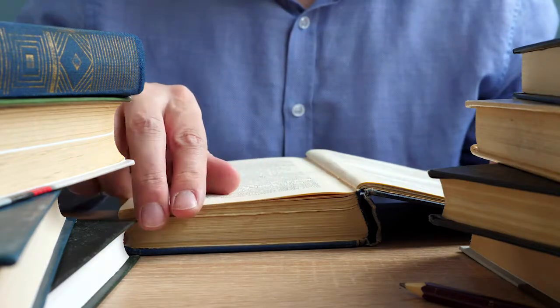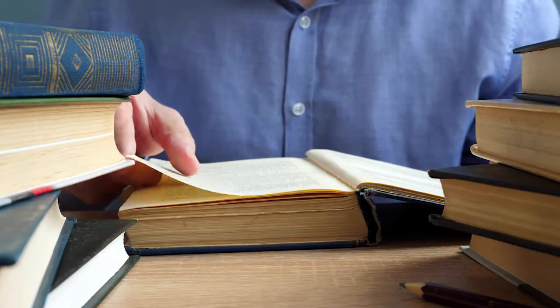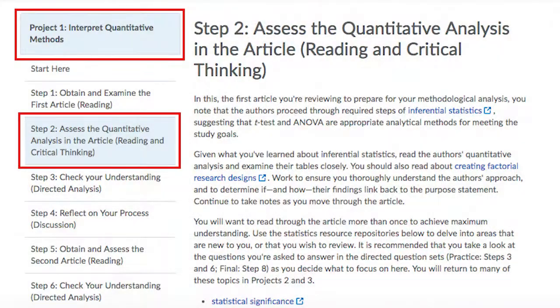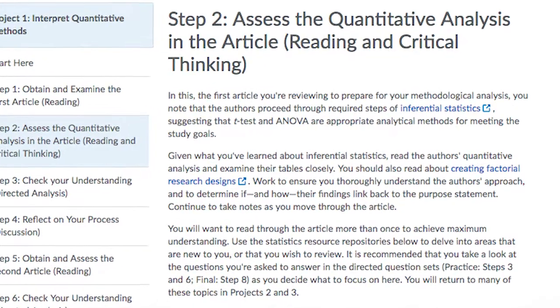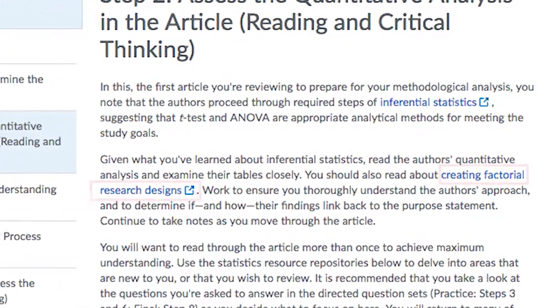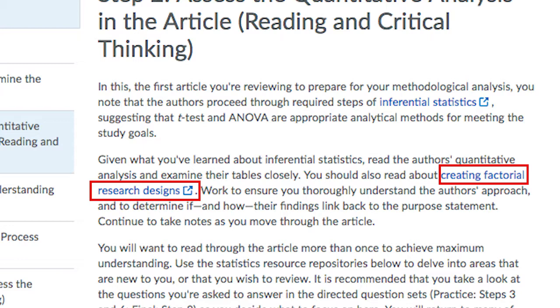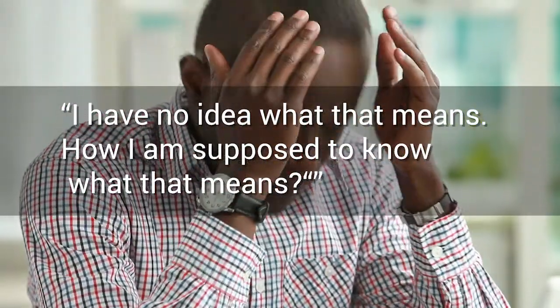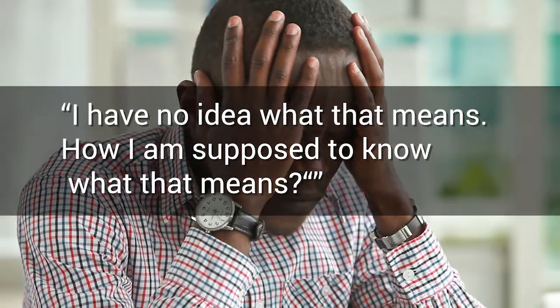Whenever you read, language was not a barrier. But for many doctoral students, learning research methods is much like learning a foreign language. For example, right up front, in Project 1, Step 2, many of the words and phrases in the learning topics and learning resources can look almost like gibberish if you've not encountered them before. Creating factorial research designs? What is that? Many students become quite anxious when they see phrases like this, and they think something like, I have no idea what that means. How am I supposed to know what that means?